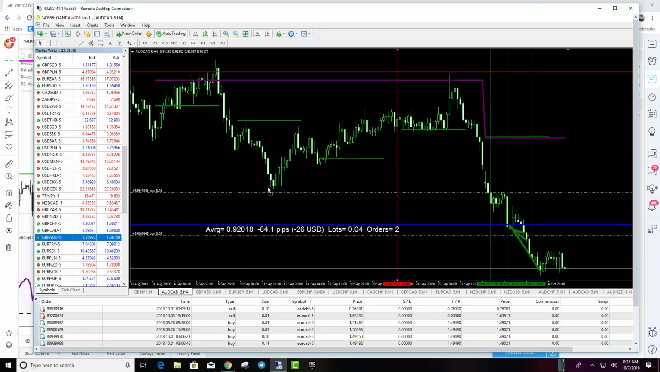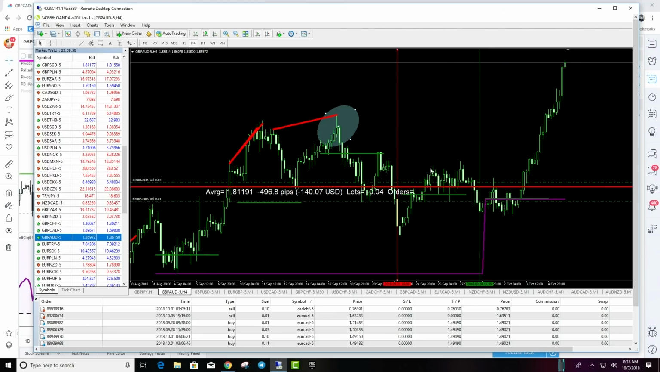Here's the British pound Australian dollar. And this thing is just out of control. It's just absolutely out of control. You can see here that price has just rocketed upward. And I've got 2 buy trades down here, and they are losing $140 or more than 1% of the value of the account. And this trade is down 496 pips, and almost all of the movement against me took place in just a couple of days, and it just raced upward.